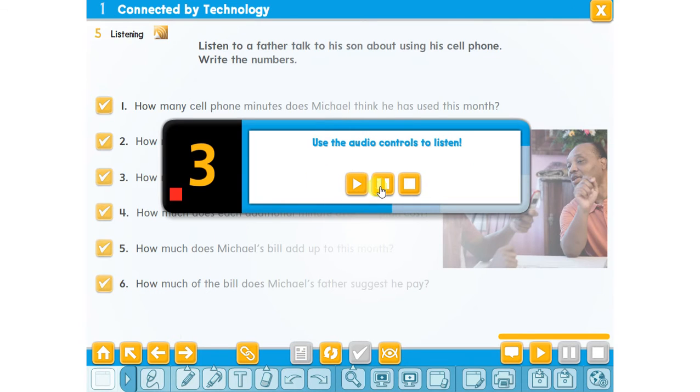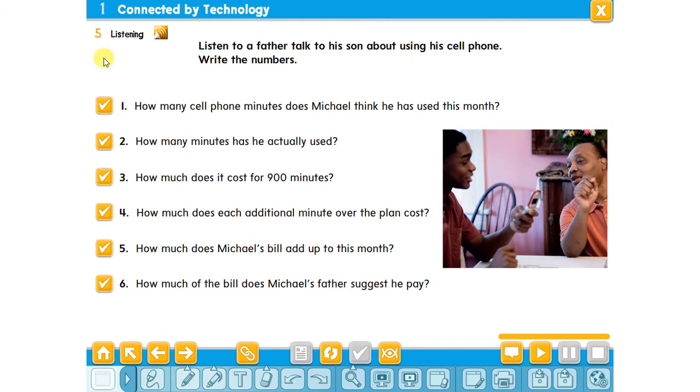Let's move to the listening part. Of course, here you listen to a father talk to his son about using his cell phone. Write the numbers. How many cell phone minutes did Michael think he has used this month? Here you are going to write a number. How many minutes has he actually used?